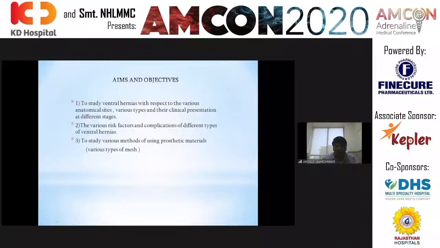The aims and objectives of my study are to study ventral hernias with respect to the various anatomical sites, various types, and their clinical presentation at different stages; to study the various risk factors and complications of different types of ventral hernias; and to study the various methods of using prosthetic materials like various types of mesh. Next slide, please.